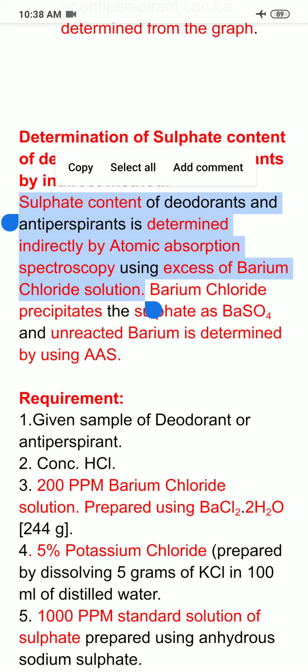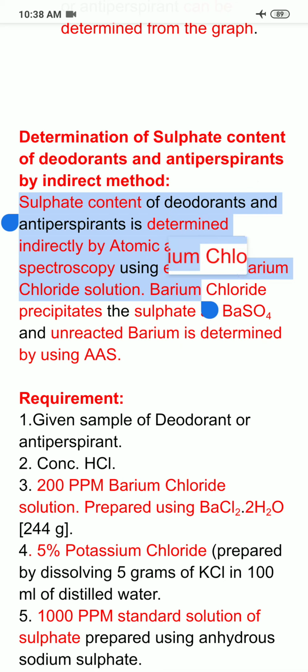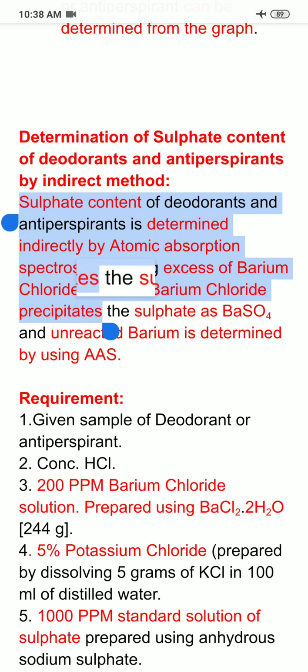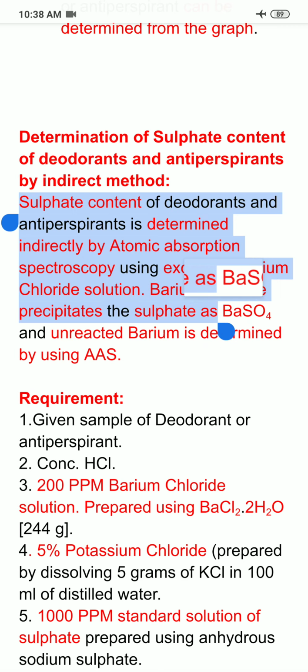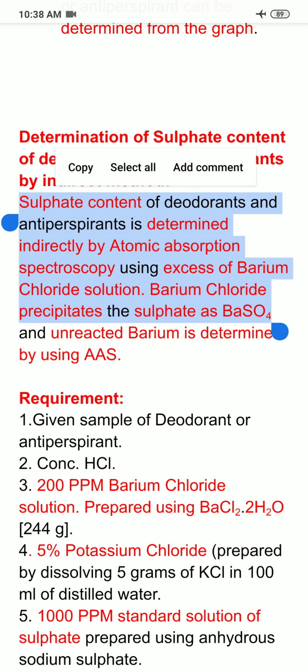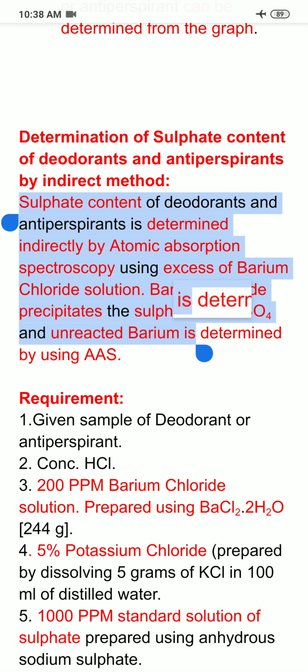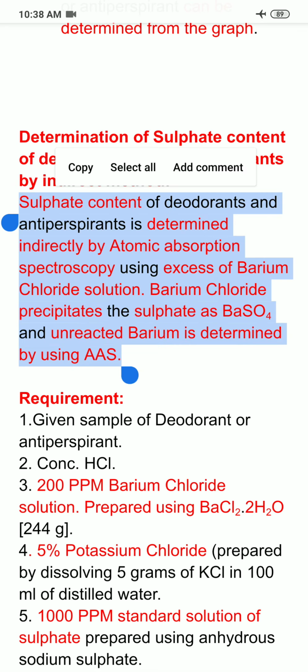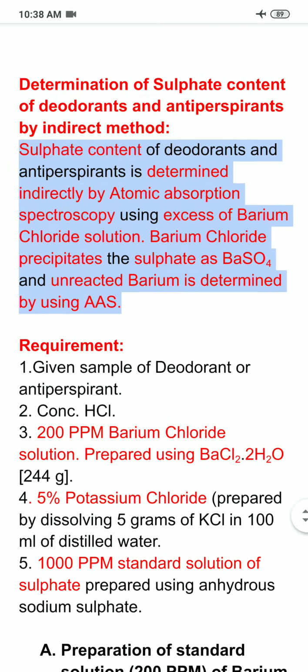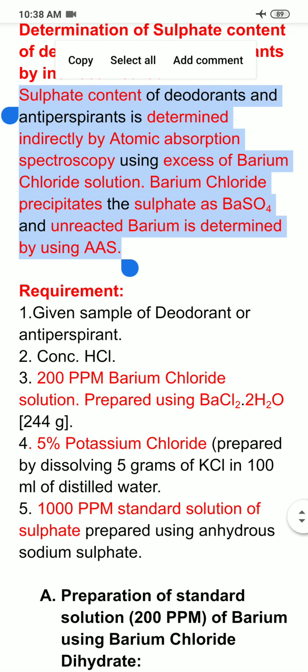Why we use barium chloride? Because barium chloride precipitates the sulphate present in deodorants and antiperspirants as barium sulphate, and when we use excess of barium chloride, the unreacted or free barium remains in the solution or supernatant, and that can be determined by using atomic absorption spectroscopy.